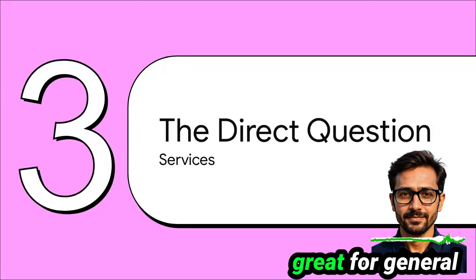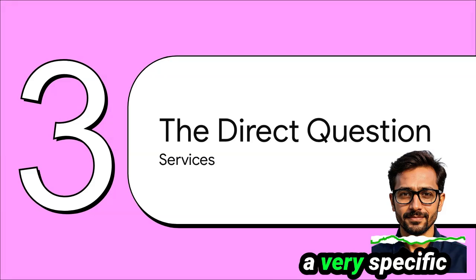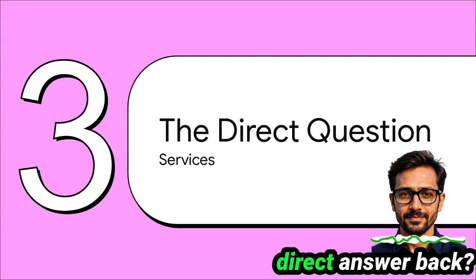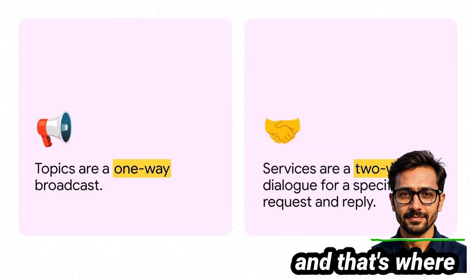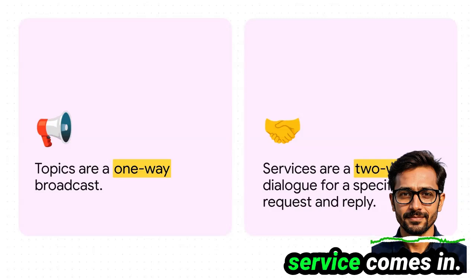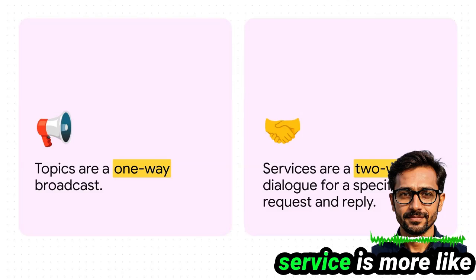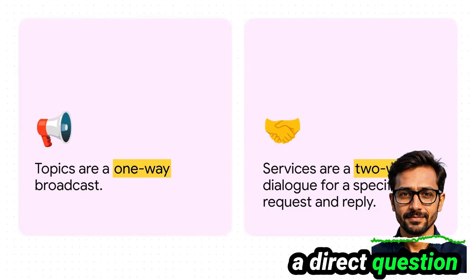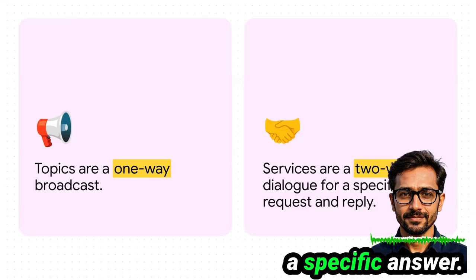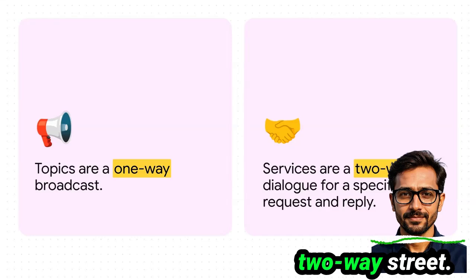So shouting is great for general announcements. But what if one part of the robot needs to ask another part a very specific question and get a direct answer back? Well, that calls for a completely different kind of chat. And that's where something called a service comes in. So, if a topic is our town crier, a service is more like walking up to an expert, asking them a direct question, and waiting for them to give you a specific answer. It's not a broadcast, it's a dialogue, a two-way street.